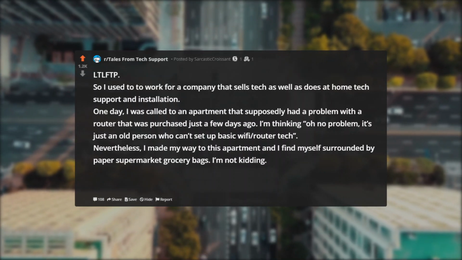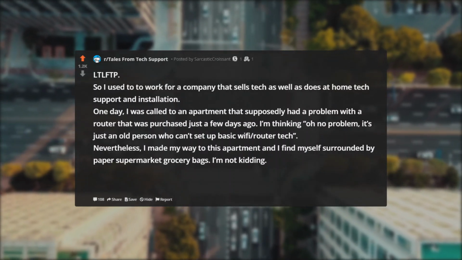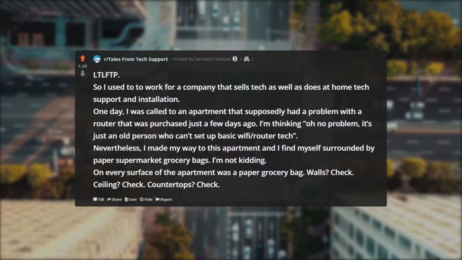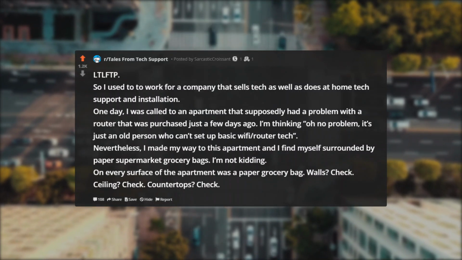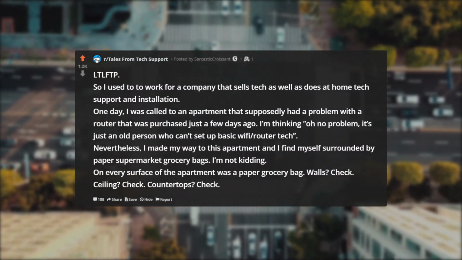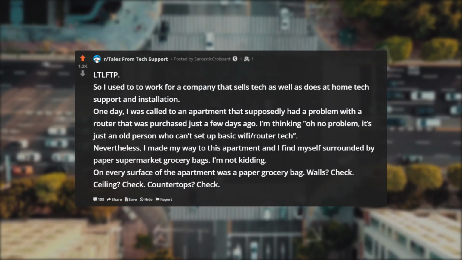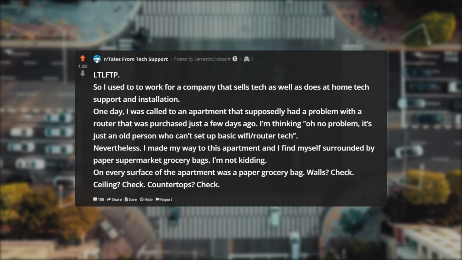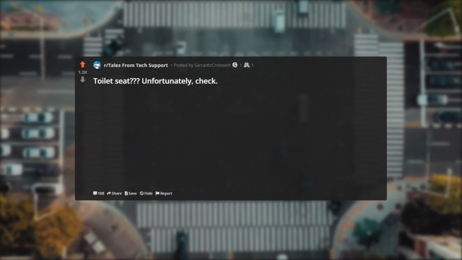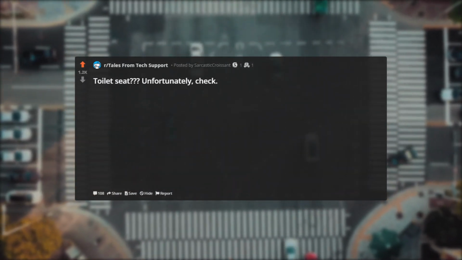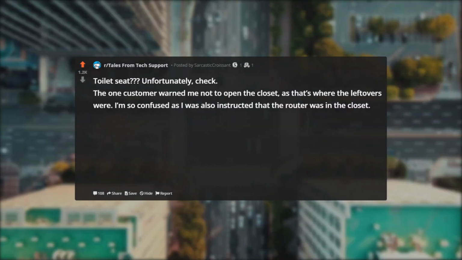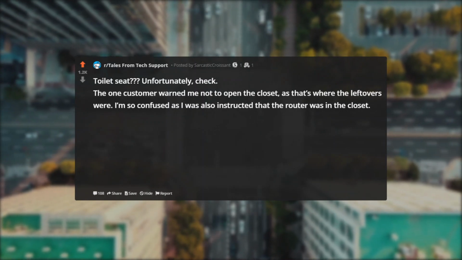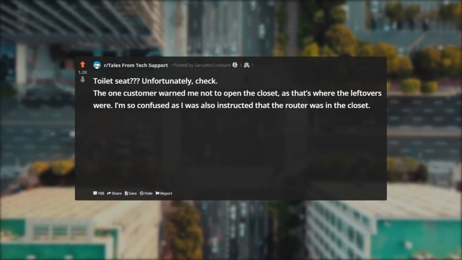Nevertheless, I made my way to this apartment and I find myself surrounded by paper supermarket grocery bags. I'm not kidding. On every surface of the apartment was a paper grocery bag. Walls? Check. Ceiling? Check. Countertops? Check. Toilet seat? Unfortunately, check. The customer warned me not to open the closet, as that's where the leftovers were. I'm so confused as I was also instructed that the router was in the closet.